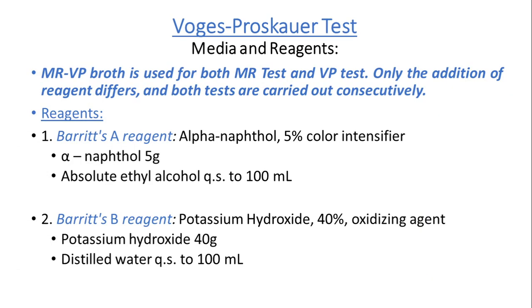This test was first identified by two microbiologists, Voges and Proskauer, and to honor them this test is known as the VP test. Later Barritt made this test more sensitive by adding alpha naphthol, and that's why the reagents used in this test are known as Barritt's reagent. Barritt's reagent A is 5% alpha naphthol in absolute ethanol, and Barritt's reagent B is 40% KOH in distilled water.